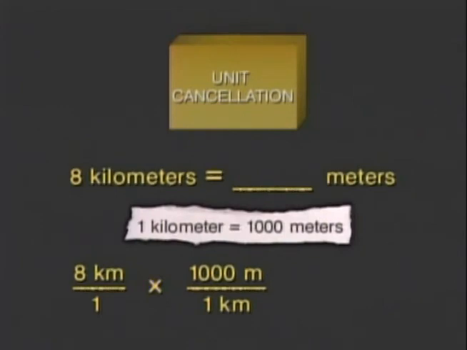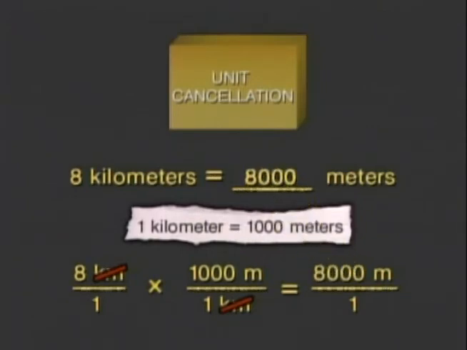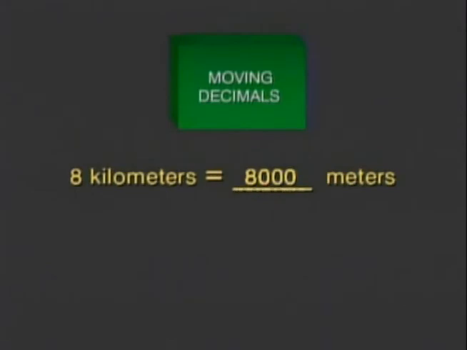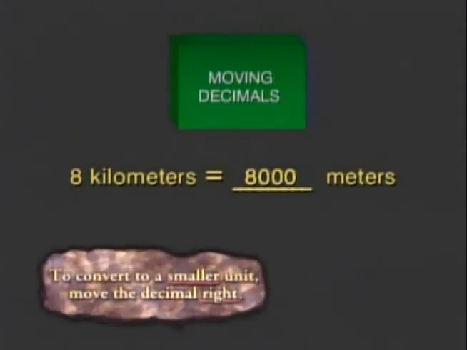Let's review how to solve metric conversion problems with the unit cancellation method. To convert 8 kilometers to meters, we use a unit equivalence to write a unit conversion factor. Then we cancel and multiply. 8 kilometers equals 8,000 meters. We got the same answer when we move decimals, but instead of multiplying by a unit conversion factor, we have to use the smaller right rule. To convert to a smaller unit, we move the decimal to the right. When we convert 8 kilometers to meters, we are changing to a smaller unit.